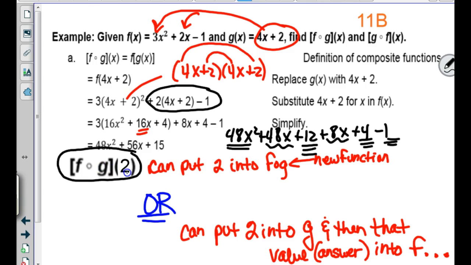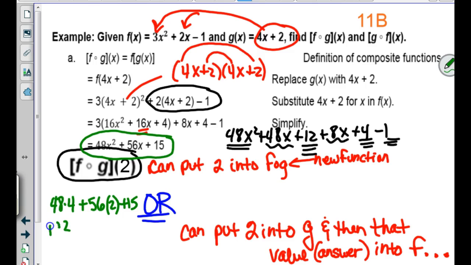Guys, there's 2 ways you can do this. We just found f of g to be this mess right here in green, so we can put a 2 in there. Somebody help me out. What's 48 times 2 squared, which would be 4, plus 56 times 2 plus 15? 48 times 4 is 192? And this would be 112? Oh, it's a 15, yeah. Plus 192? 319 maybe? Did anybody type it? You got 319? Okay, thank you.